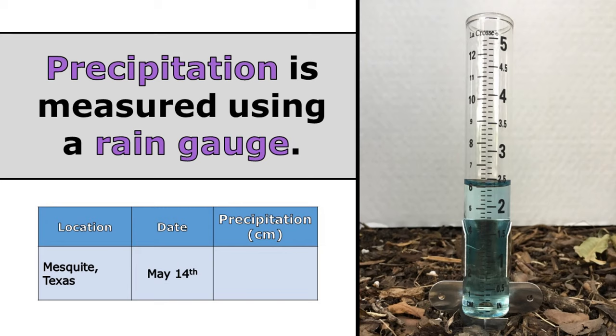Precipitation, which could be rain, sleet, or snow, is measured using a rain gauge. And so this rain gauge has centimeters on one side and inches on the other. You can measure either way. And so it's telling me that this is about 6 centimeters of precipitation or 2.4 inches of precipitation. Now I can see in my table that precipitation is being asked for in centimeters, and so I'll record the precipitation as 6 centimeters of rain.